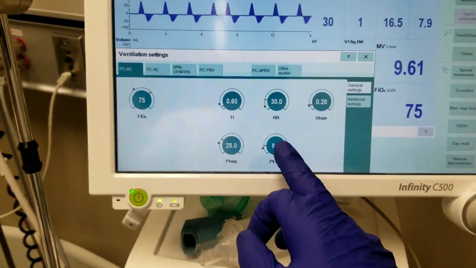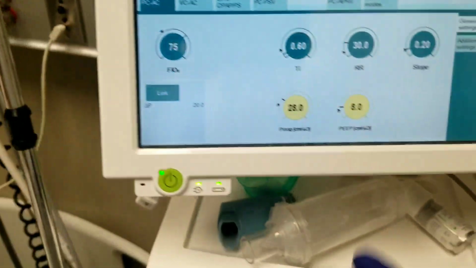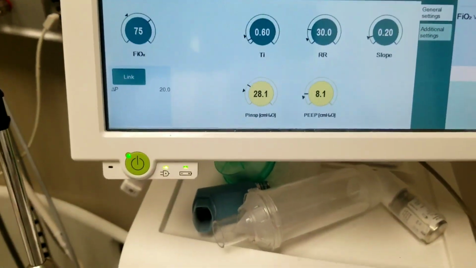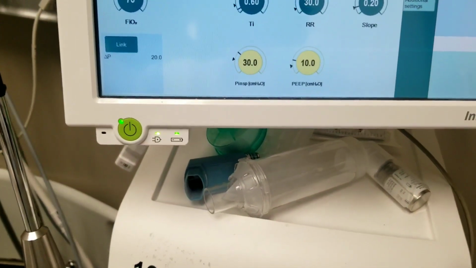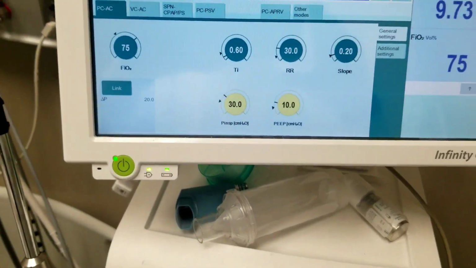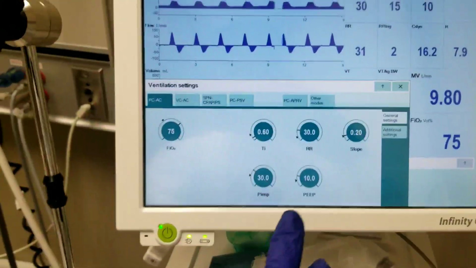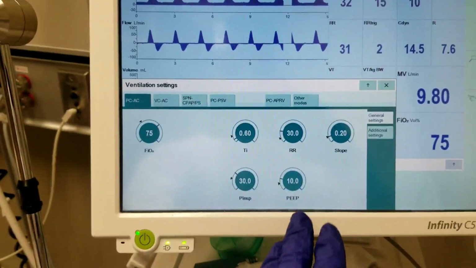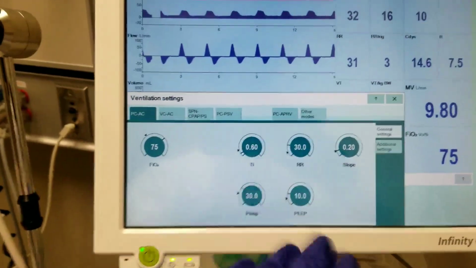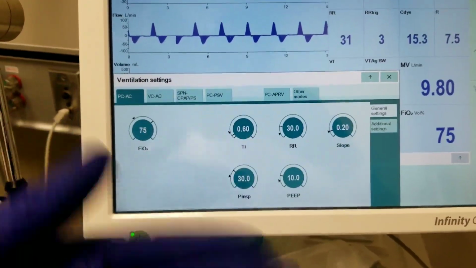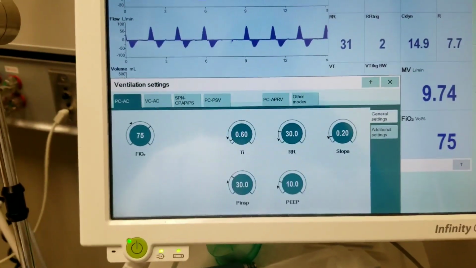We're going to go up again, press link. I'm going to go up to 10. All right, so I did the global mechanics, remember, and the PEEP seemed to be 8. So I'm not going higher than that. I just want to cross-check with the global and see if there's any improvement.